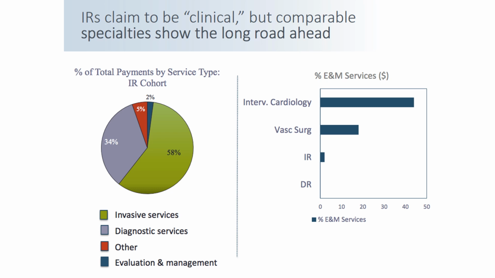If you look on the left, again, you look at evaluation and management coding. Invasive services were the majority. Diagnostic services were about 34%. And then E&M only is at 2%. And so my question was, 2 years ago when we started with the IR only group, would my E&M coding be 20%? I knew it wasn't going to be more than 20%, but my goal was to see if I could get it close to 20% because I feel like that's where most IRs could be.